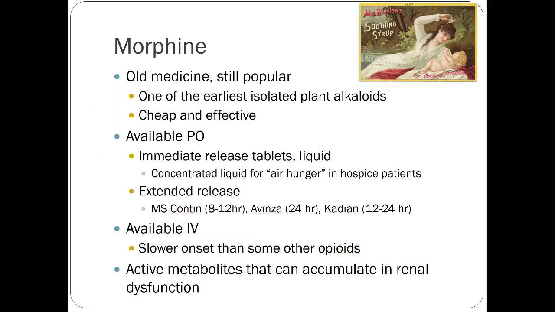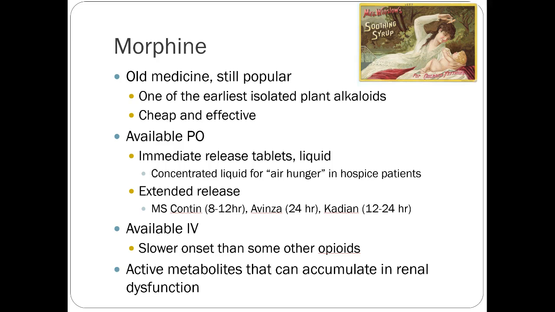Right, morphine. Morphine's an old medication. It's still very popular today. It's often considered the gold standard for opioid pain medication. One of the earliest isolated plant alkaloids. It's cheap and effective. Yeah, I think there's lots of fun things out on the internet about morphine being used as medicine in totally inappropriate contexts in today's life, but it's kind of funny to see some of this stuff come out like that.